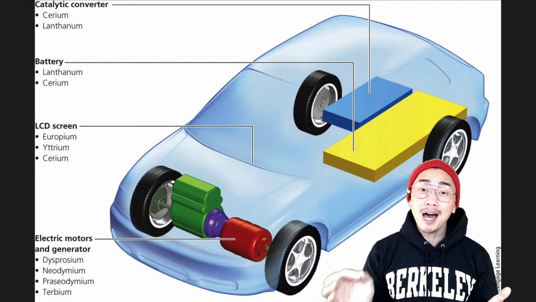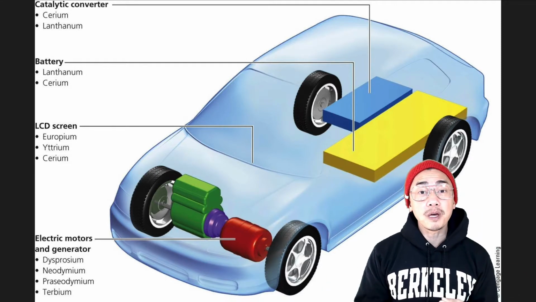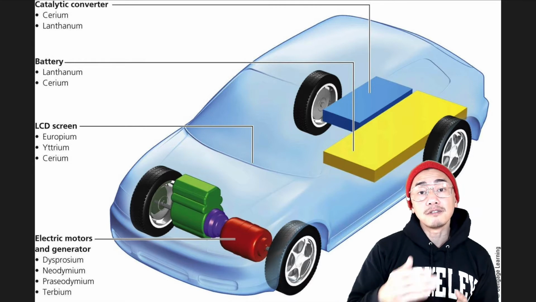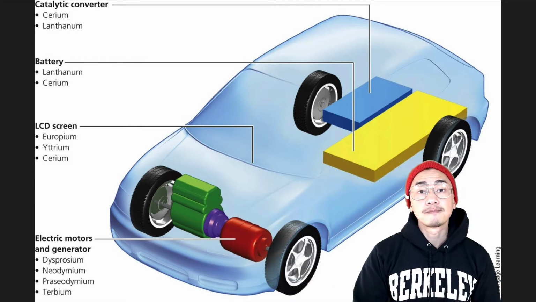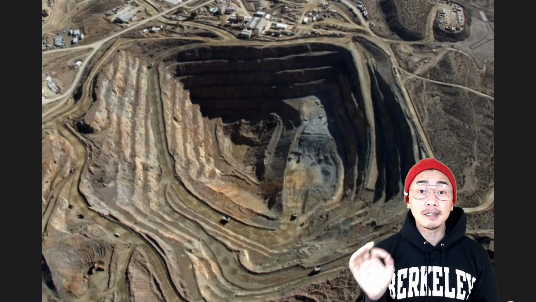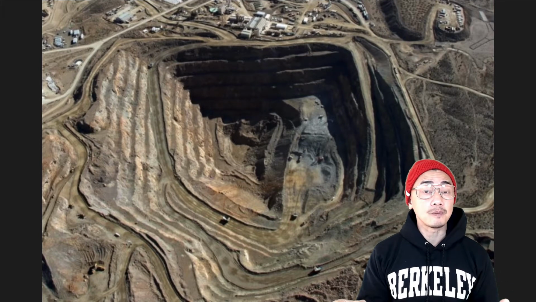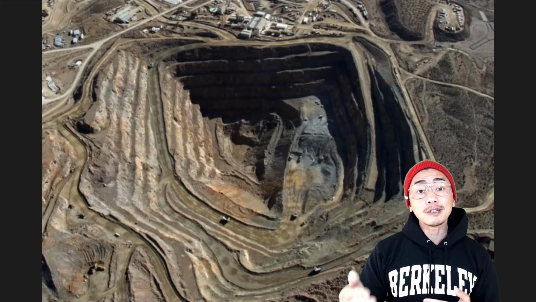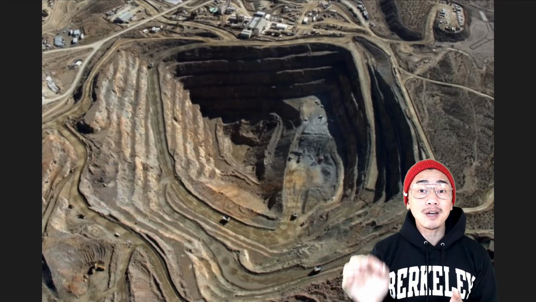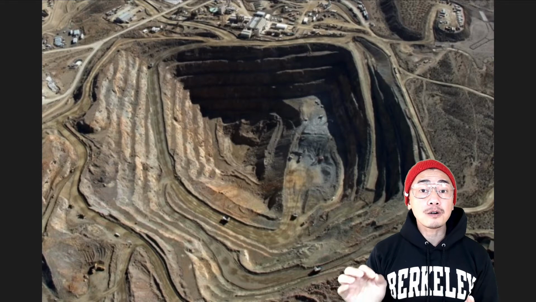This diagram highlights the different rare earth metals that go into the construction of an electric vehicle. Again, it highlights the need for rare earth metals in developing cleaner technologies. This is the Mountain Pass Mine in California's Mojave Desert. It used to be the world's leading producer of rare earth metals. Today, it is the United States' only rare earth metal mine.